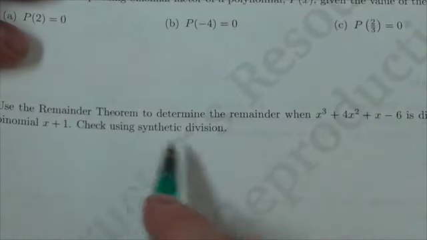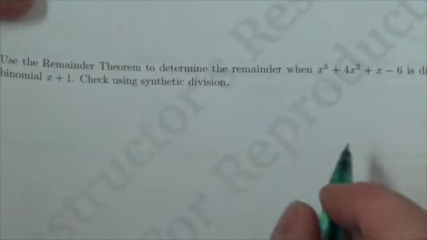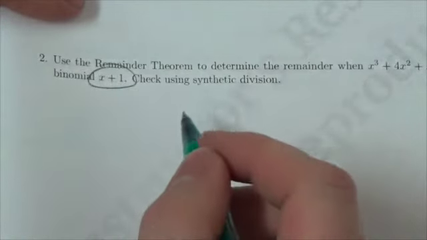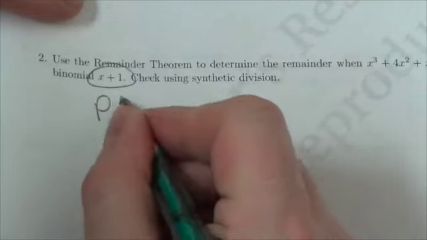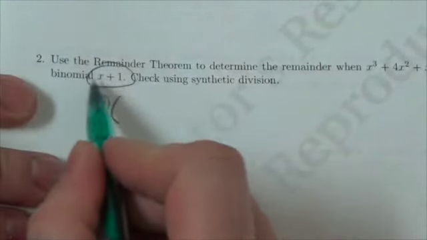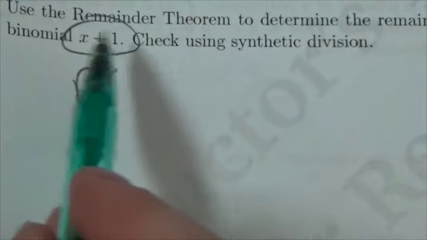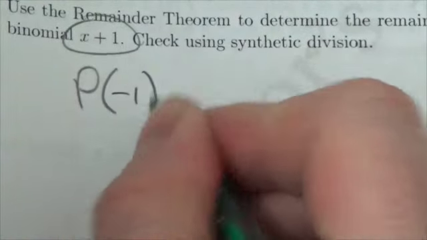So in this case right here, use the remainder theorem to determine the remainder when the polynomial is divided by the binomial x plus 1. Well, what that means is I'm going to take the polynomial and evaluate it at the value of x that makes this binomial 0. Let's zoom in a little bit. So I'm going to evaluate this at the value of x that makes it 0, which will be negative 1.